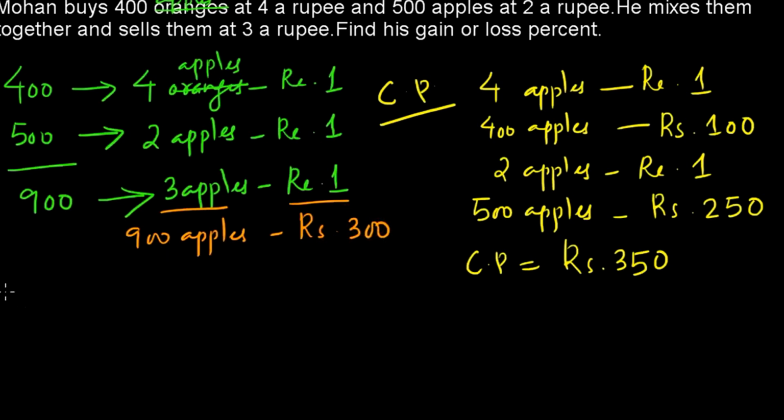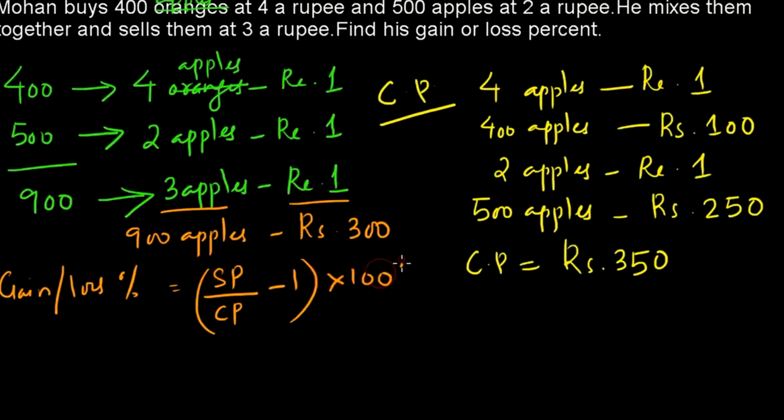So what is our gain or loss percentage? For gain or loss percentage, we have the formula as selling price by cost price minus 1, into 100%. So it comes from our normal formula, selling price minus cost price, the whole divided by cost price, into 100. The shortcut way we can write it as selling price by cost price minus 1, into 100%.